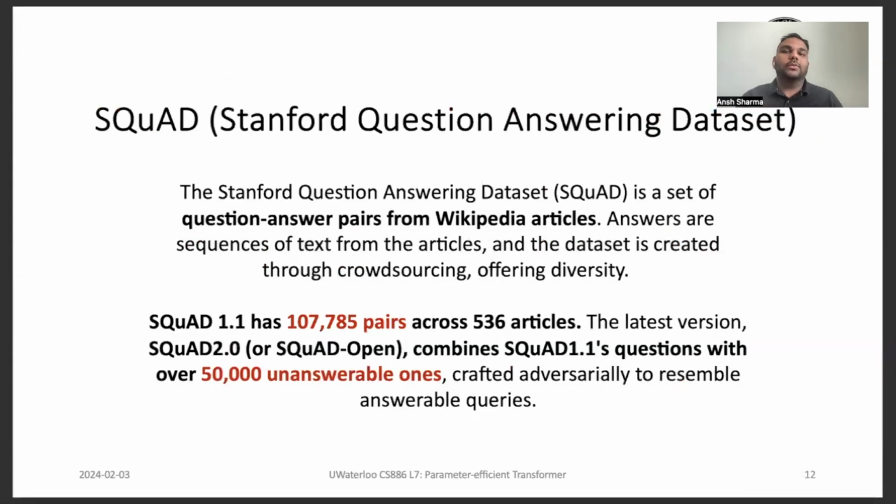SQuAD, the Stanford Question Answering Dataset, was also utilized in this paper. It comprises 107,785 question answer pairs from Wikipedia articles in its 1.1 version.